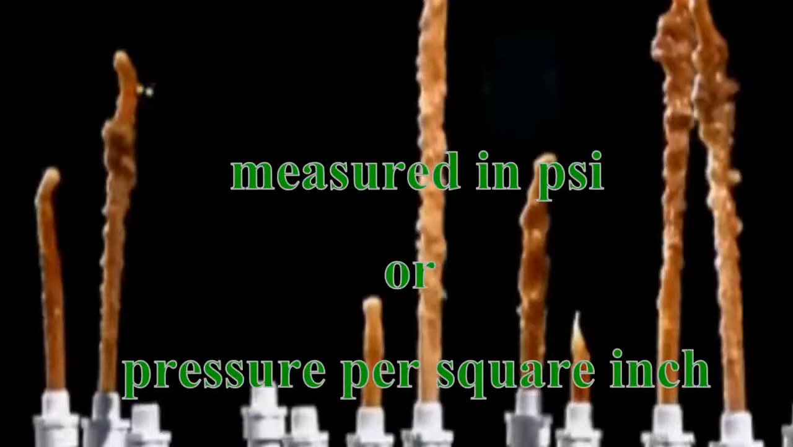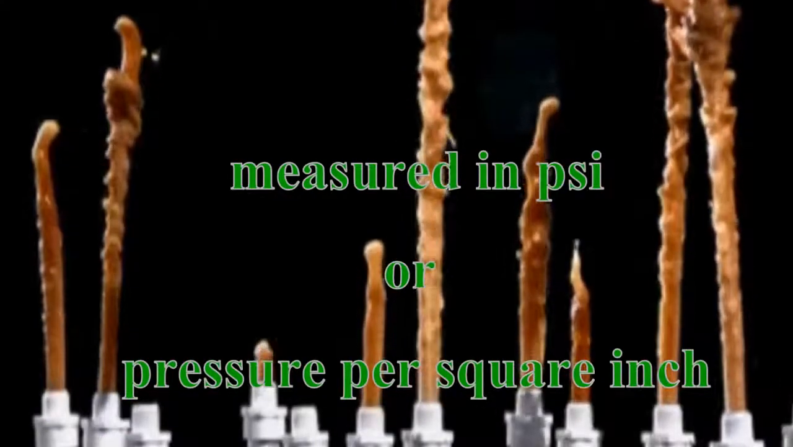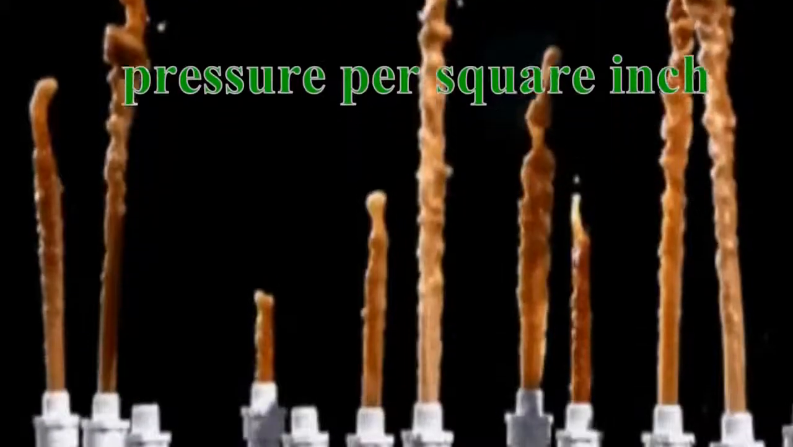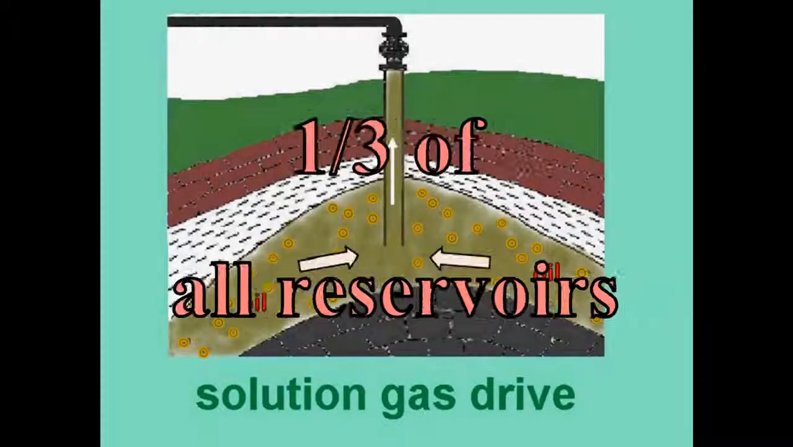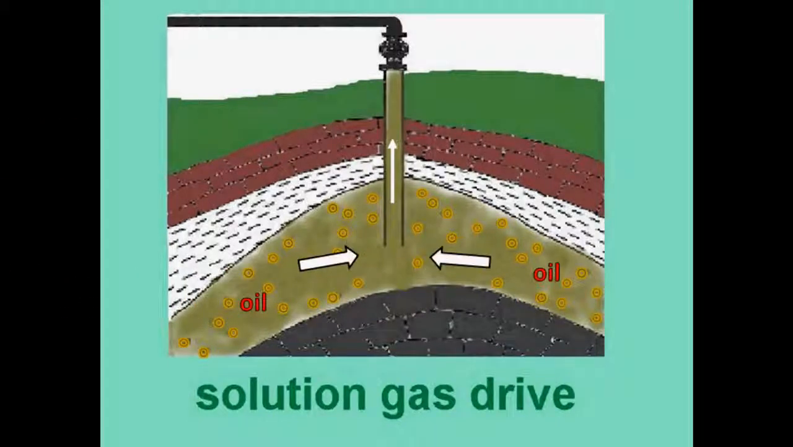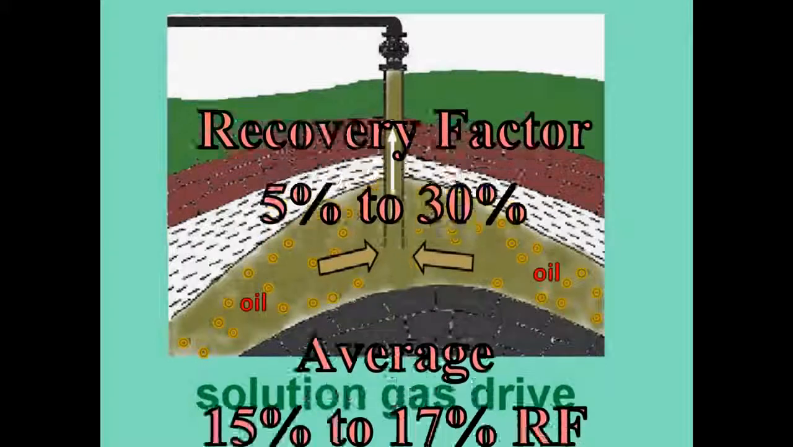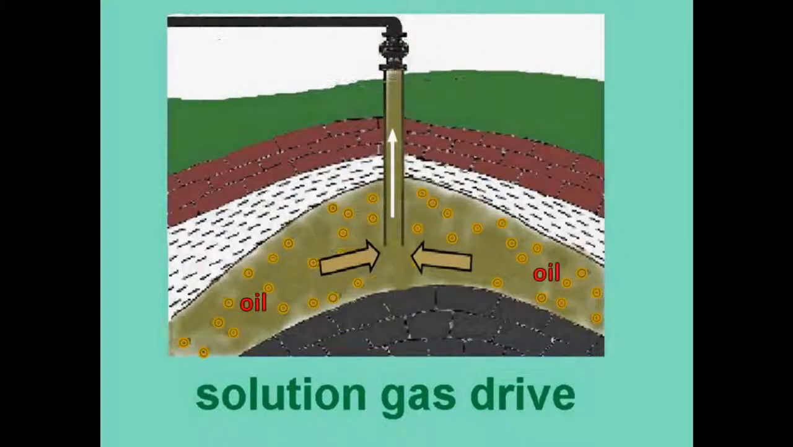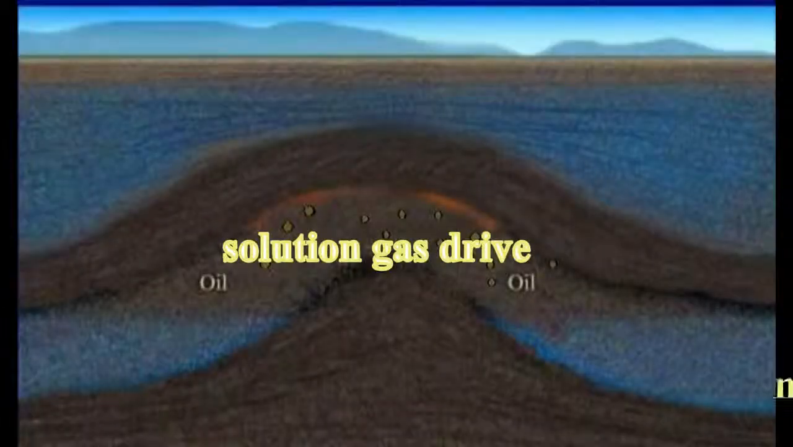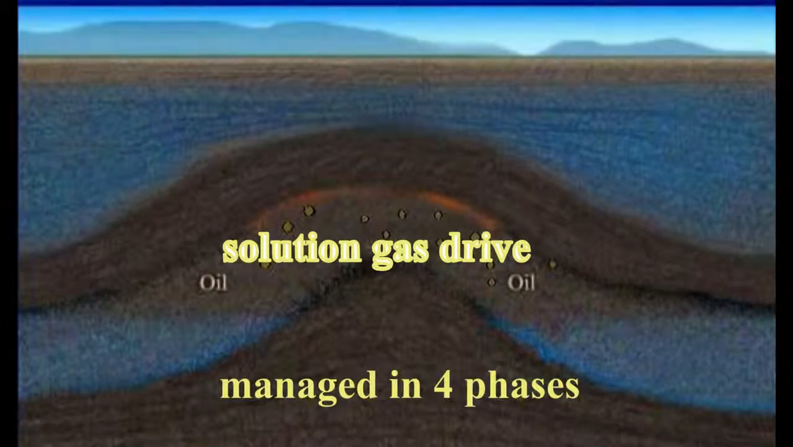Measured in psi, or pounds per square inch, solution gas is the most common primary drive mechanism and is probably used in over 1/3 of all reservoirs throughout the world. The recovery factor for solution gas drives is from 5 to 30%, with an average of 15 to 17% RF. The energy in a solution gas drive usually is managed in 4 phases.